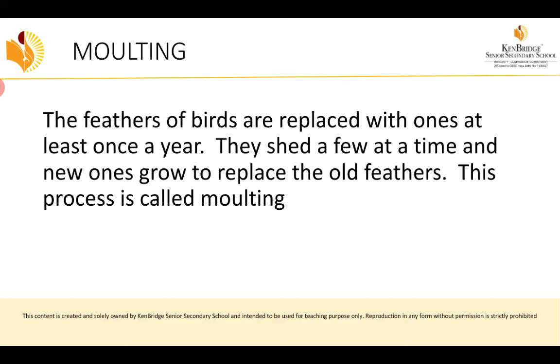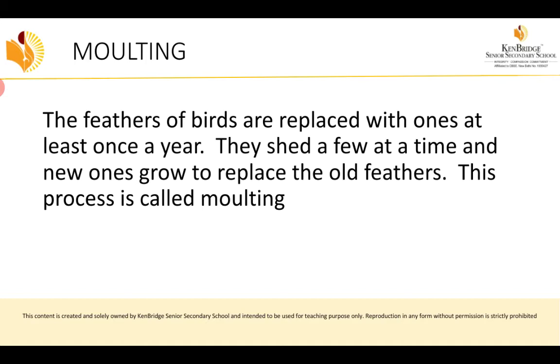The feathers of birds are replaced at least once a year. So every year it has a new feather. The feathers of birds are replaced with new ones. They shed a few at a time, and new ones grow to replace the old feathers.